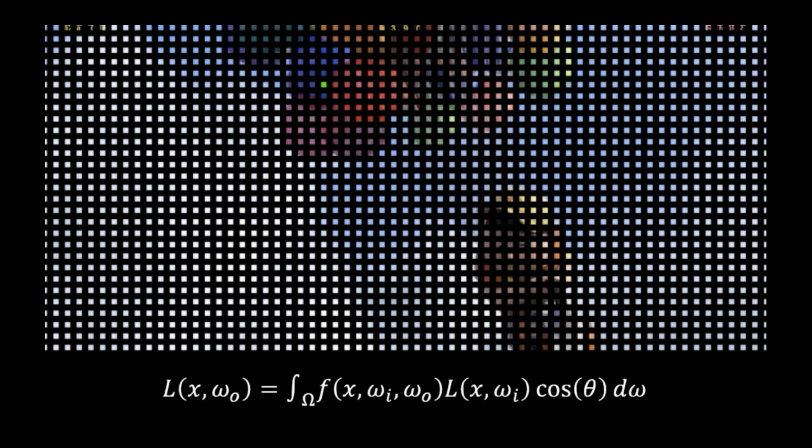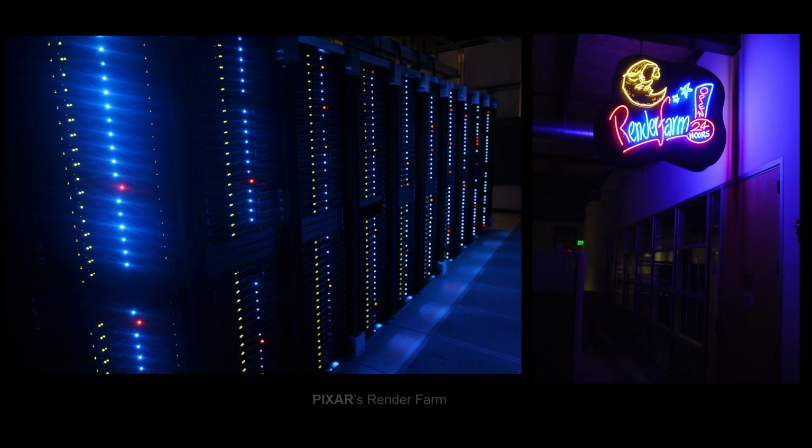It is said to take 5 to 6 hours to render a single frame for a Pixar movie. All of these calculations are done on massive render farms in cool, dark rooms, open 24 hours. So that is the process for going from the image on the left to the image on the right.